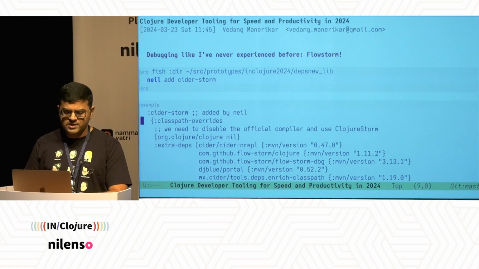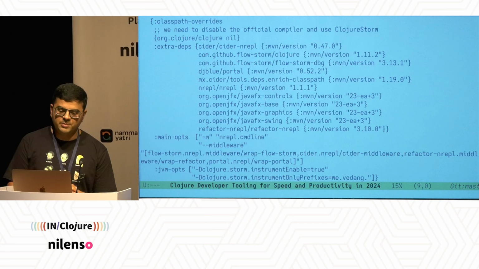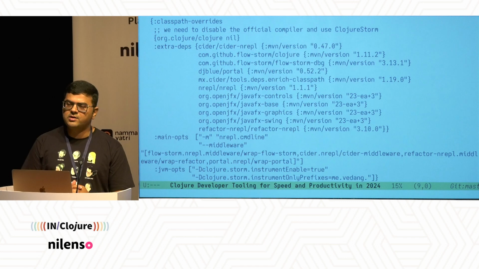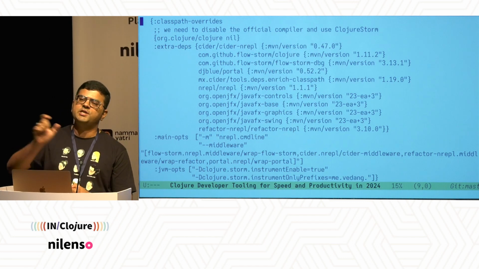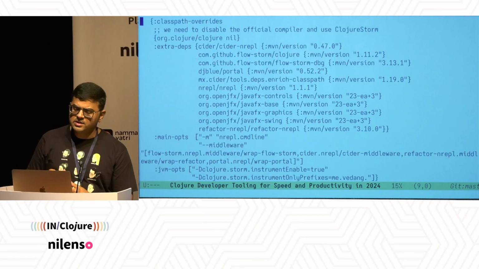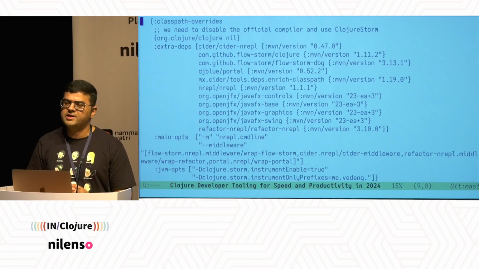Essentially what Flowstorm is, the team, which I think is only one person, JP Monates or something like that, I'm not sure how to pronounce his name, has rewritten an entire compiler with all the instrumentation put in. So what you do is you put this in your develop alias, and you just disable the official compiler and use the ClojureStorm compiler instead.